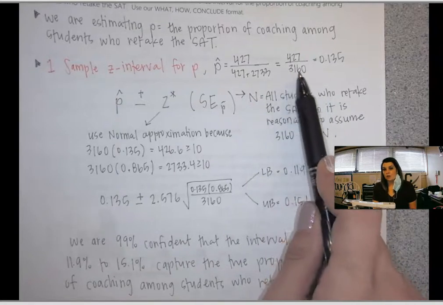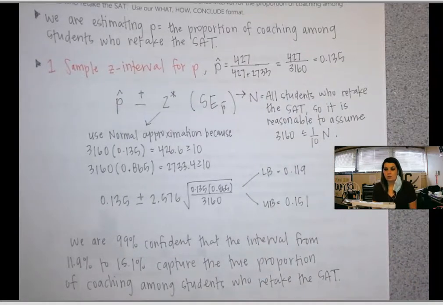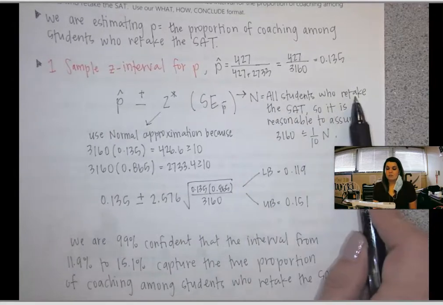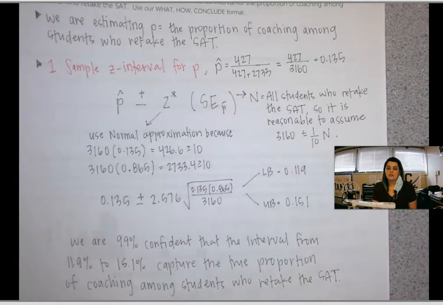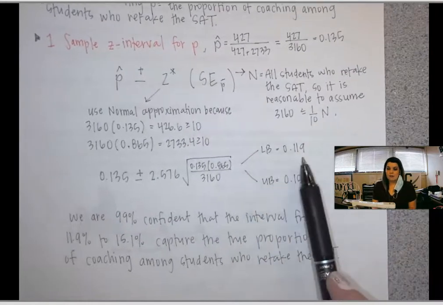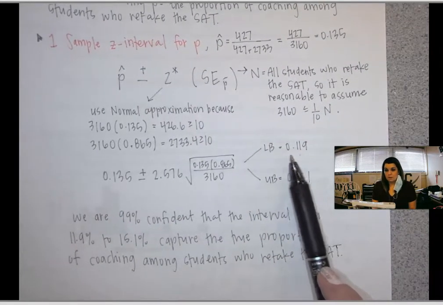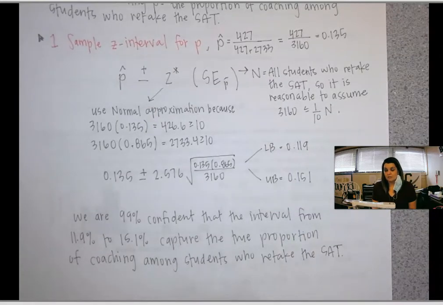So that's a total of 3,160 students. They do not give us the true amount of students who retake the SAT. So they're saying of all of the kids that retake the SAT, how many of them receive coaching before they retake it. Coaching would be the same as like tutoring. So our estimate for that is about any percent from 12% to 15%, which is very, very low. Maybe it's expensive to get a coach.